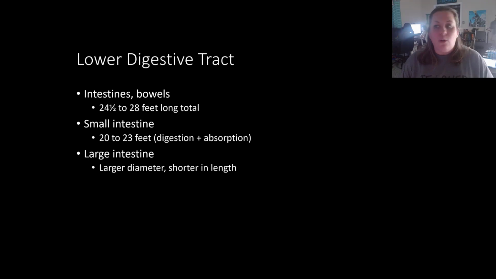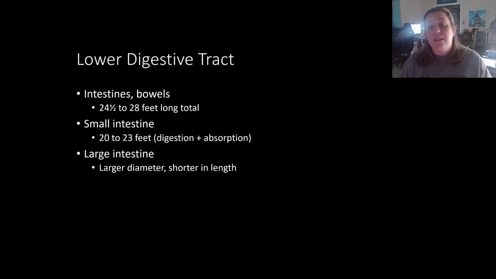Now, if we move to the lower digestive tract, we do see that your intestines or your bowels can be anywhere from 24.5 to 28 feet long in total, like if you lined it all up. Now think about it, a lot of us are nowhere near that height, and so it's all folded up and kind of compressed in there into our abdomen. The small intestine alone is about 20 to 23 feet of this, and the purpose of it being such a long structure is to allow for maximum absorption of the nutrients that you consume.